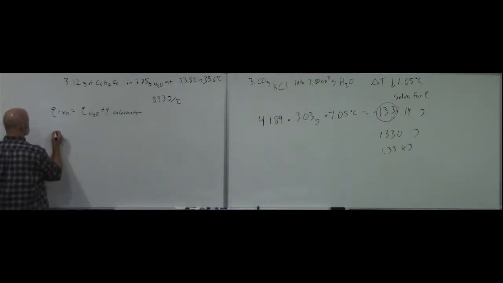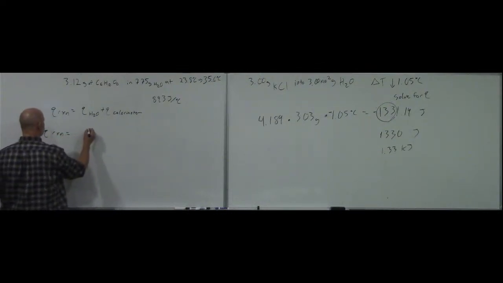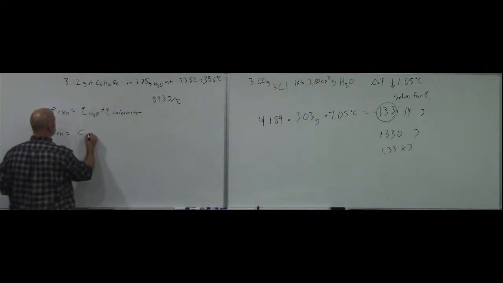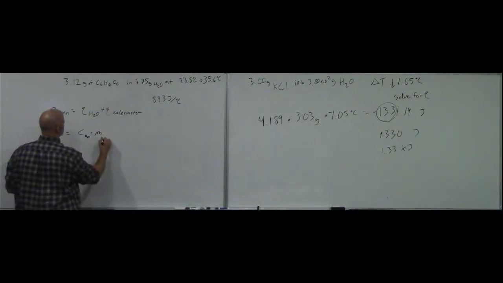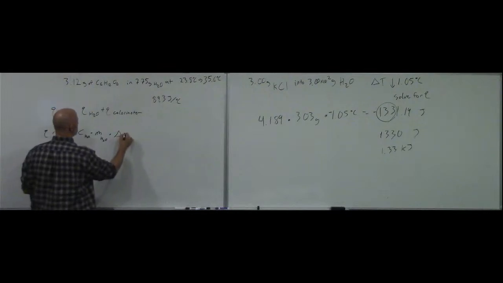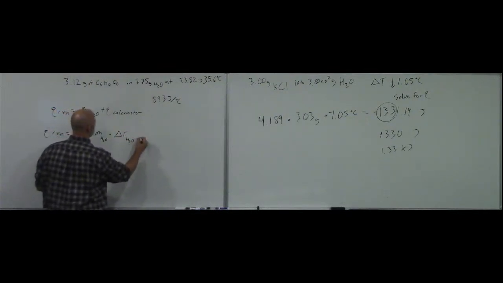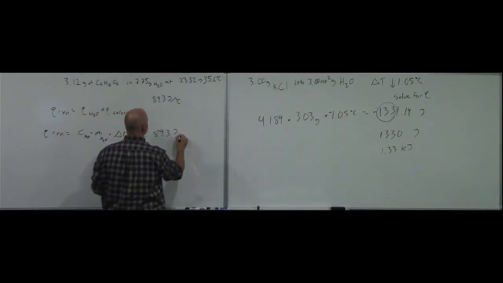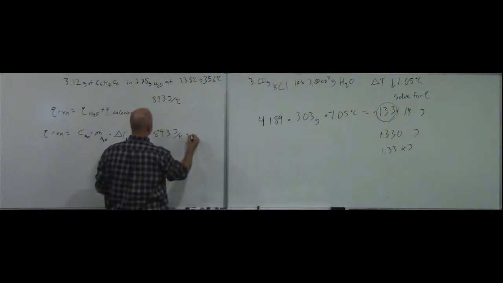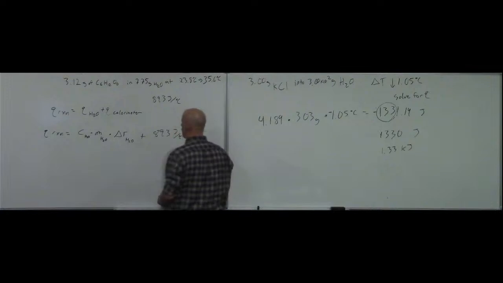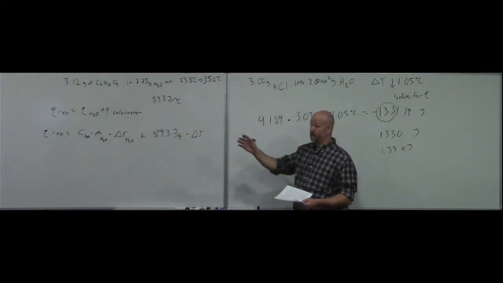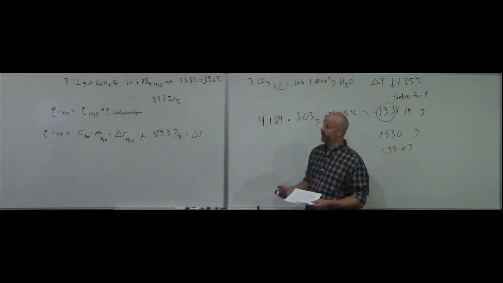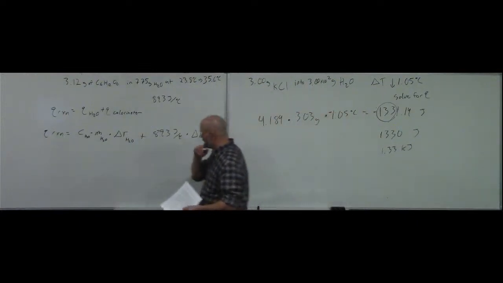So let's put that in a simpler way. Q of the reaction equals C of H2O times mass of H2O times delta T of H2O, plus 893 joules per degree Celsius times delta T of the thing. And that will give me the Q of the system, or of the reaction. Right? So let's start plugging numbers in here.